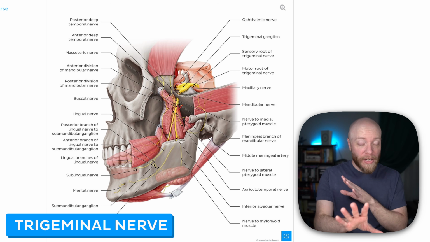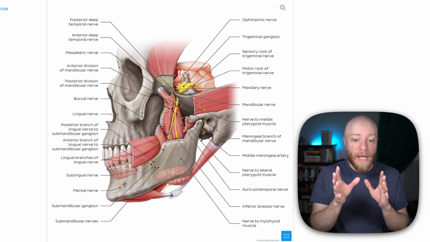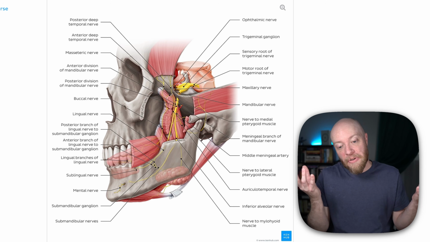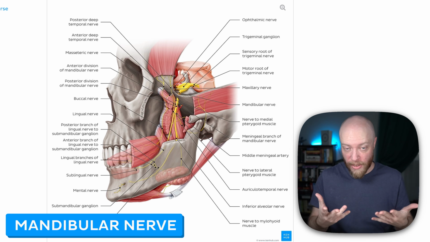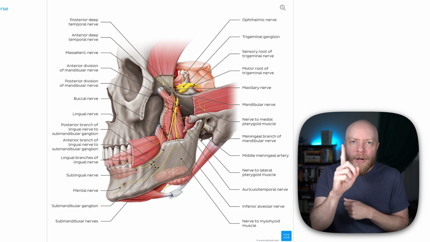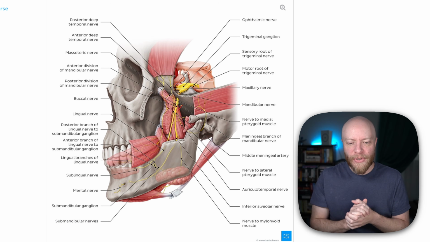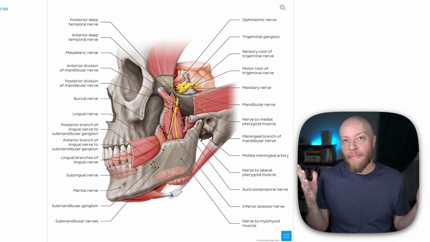And so to be clear, this is not even the trigeminal nerve. Yes, the trigeminal nerve is on here. This is more so just one branch of it called the mandibular nerve. And that's what we're going to be going over today. This is one branch of the trigeminal nerve. And so I completely understand where they're coming from.